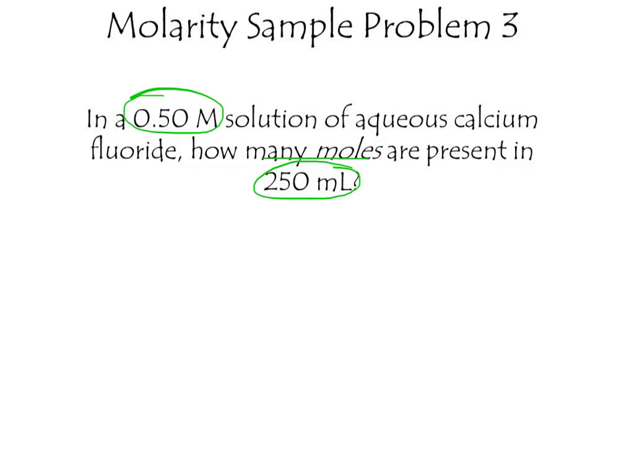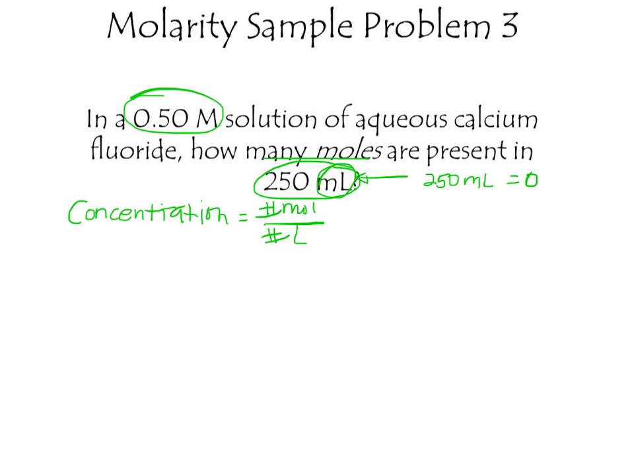The first thing you notice in this problem is that concentration is always the number of moles divided by the volume. We are given the volume, but it's in milliliters, and we don't usually express concentration with milliliters, so we have to do a conversion. So 250 milliliters becomes 0.25 liters.